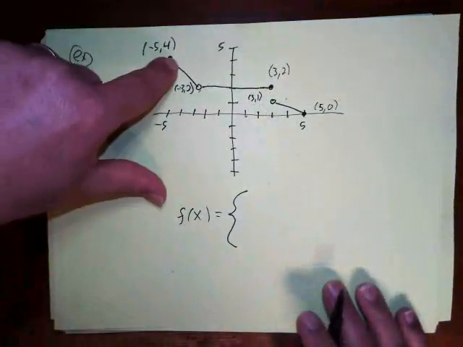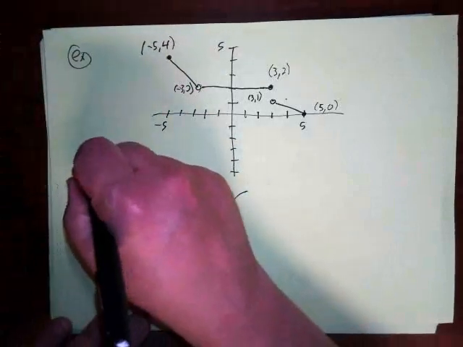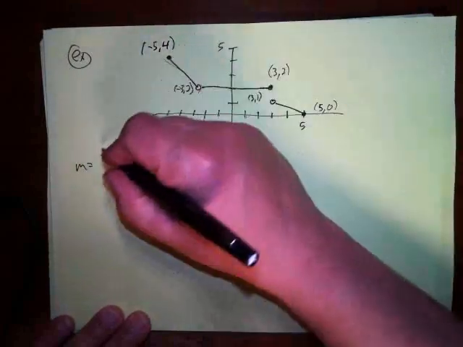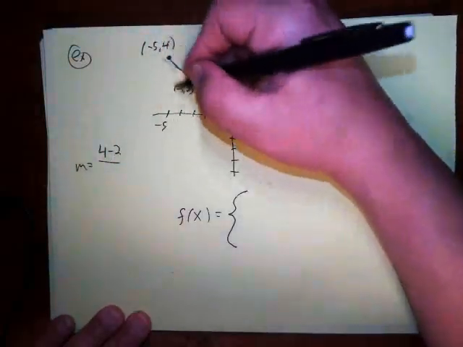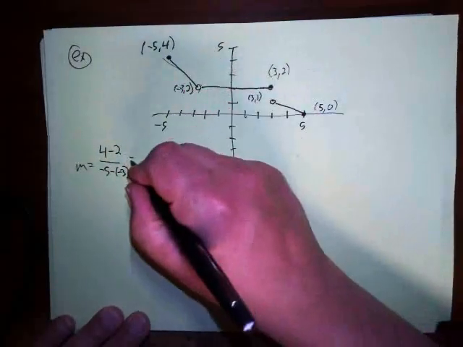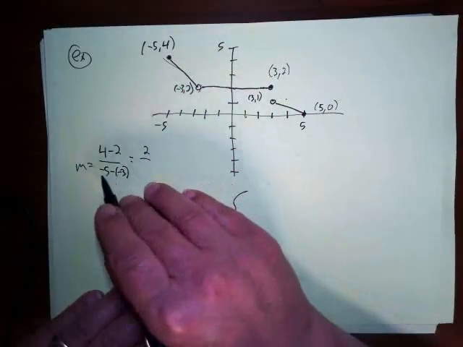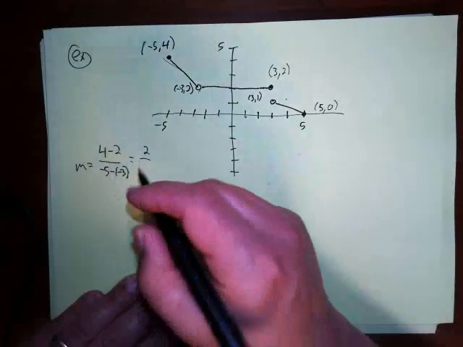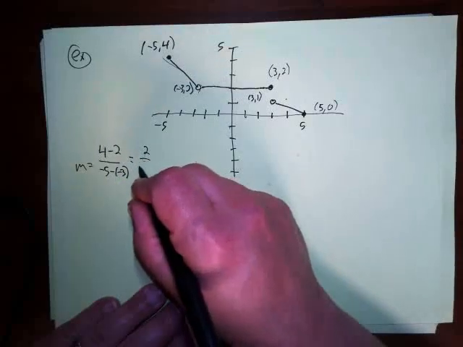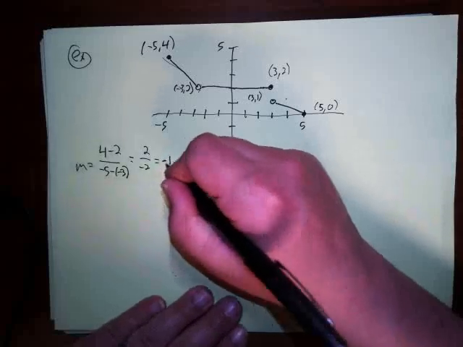Okay, so what I need is to find the line that goes through these 2 points. So I'm going to find the slope of this line, and we're going to use the slope formula. It's the difference in the y values, so 4 minus 2, over the difference in the x values, negative 5 minus negative 3. And so this is 2 over negative 5 plus 3, that's negative 2. And so it looks like I have a slope of negative 1.